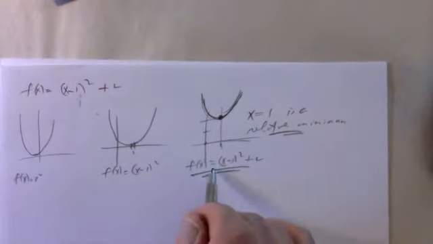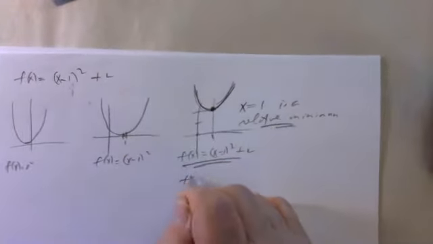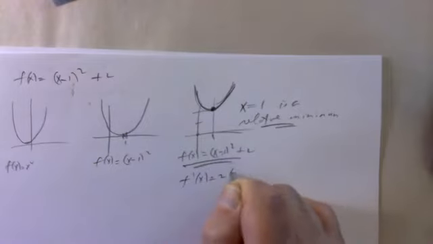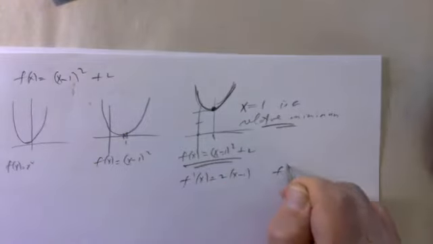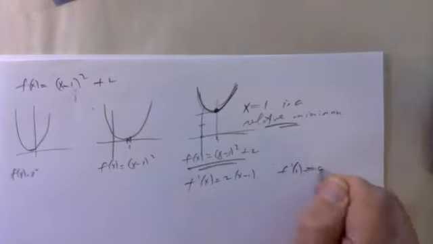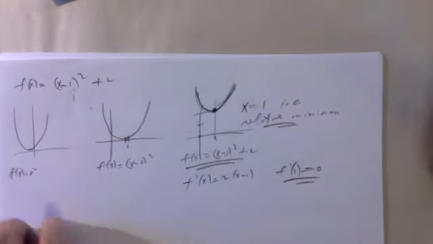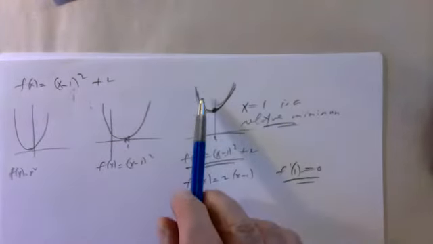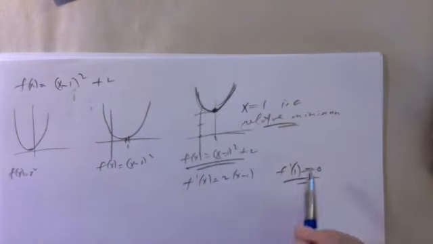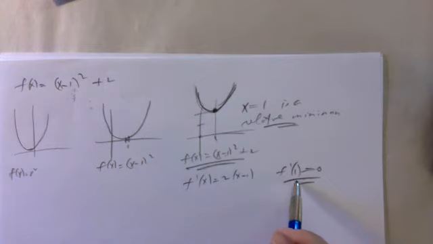What is the derivative of the function f? F prime of x is 2x minus 1. F prime at 1 is 0. So here we see an instance of a function that has a relative minimum and the derivative is 0 at the value of the minimum.